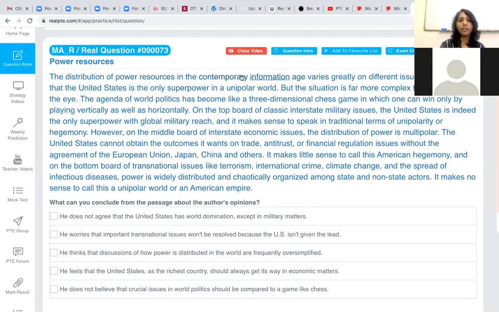The distribution of power resources in the contemporary information age varies greatly on different issues. We are told that the United States is the only superpower in a unipolar world, but the situation is far more complex than it first meets the eye. The agenda of world politics has become like a three-dimensional chess game in which one can win only by playing vertically as well as horizontally. So politics has become like this. This is the only superpower with global military reach. It makes sense to describe it in traditional terms. The distribution of power is multipolar.